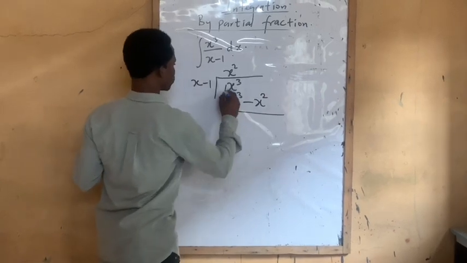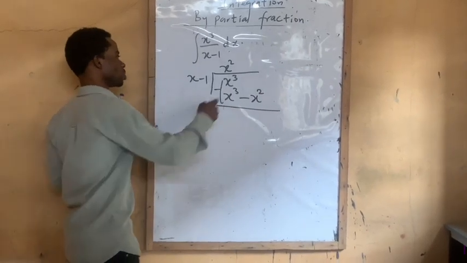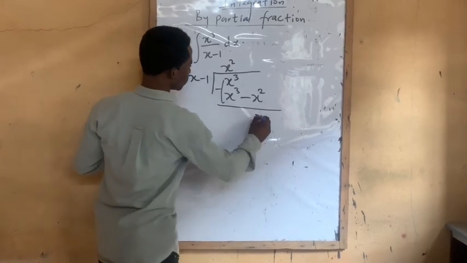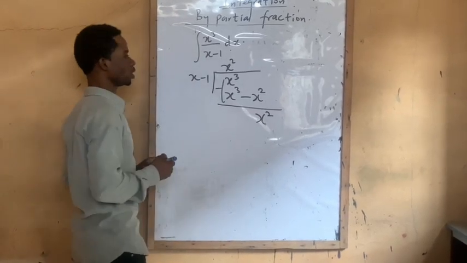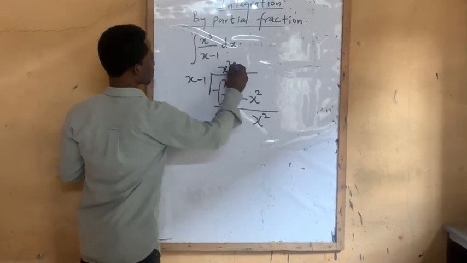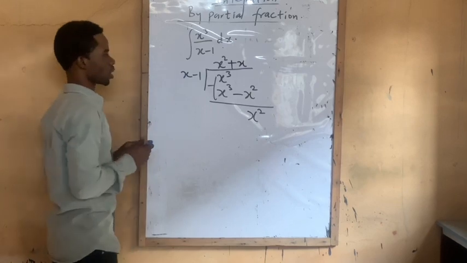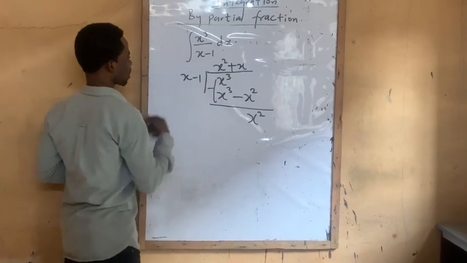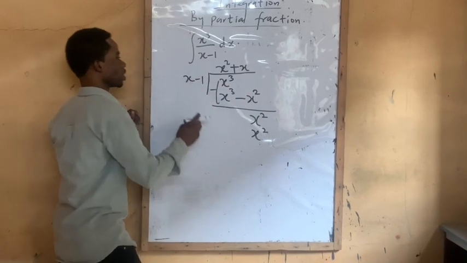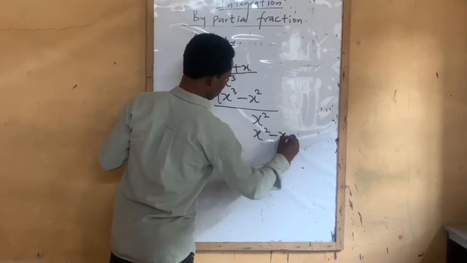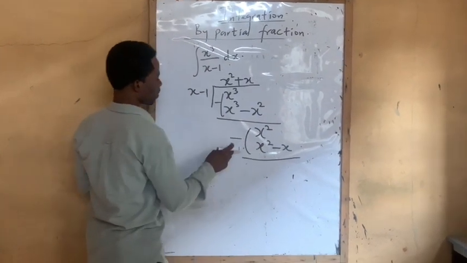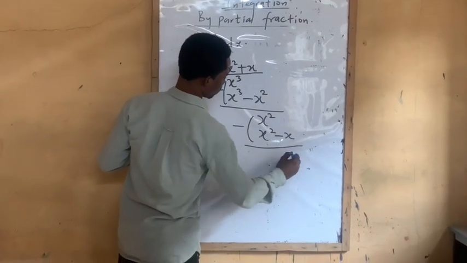So we subtract this. When you subtract this, x cube cancels x cube. And minus times minus, that is plus. We draw this x squared. Now x squared divided by x, that is x plus x plus x. So x times x, that is x squared. And x times minus 1, that is minus x. So we subtract it. x squared cancels x squared. Minus times minus, that is plus x.